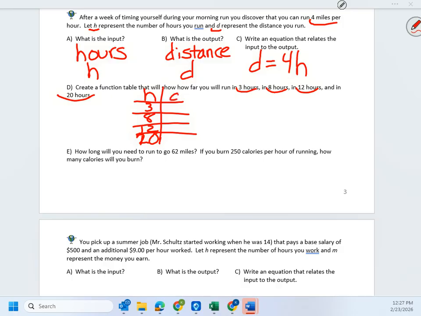We need to find out the output, the distance. So I have my rule, D equals 4 times H. If I run for 3 hours, what would that be? 12. 3 times 4 is 12. If I run for 8 hours, how far am I running? 32. If I run for 12 hours, how far am I running? 48. And if I run for 20 hours, how far am I running? 80.